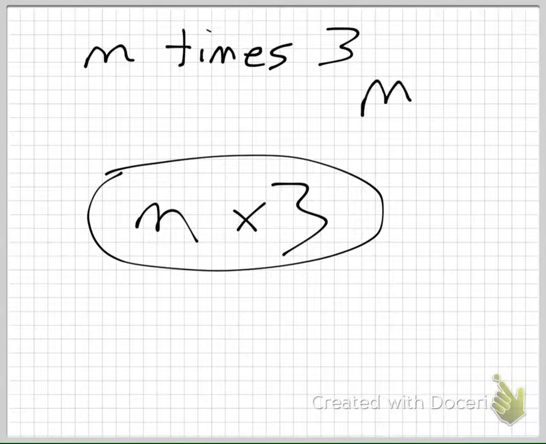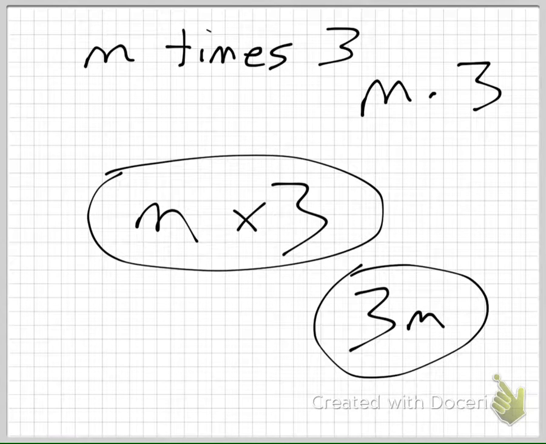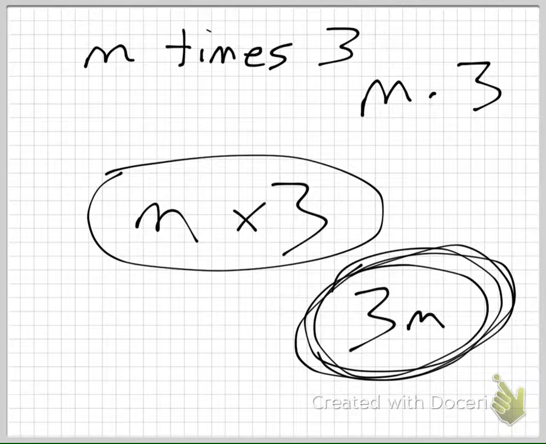What could you have done? You could go m dot 3. Nothing wrong with that. But I'll tell you right now, in algebra, that's not how you do it. When you have a variable and a number and they're multiplying each other, what is the standard way of writing a variable times a number? Right, it's the number then the variable, 3m. That is the correct way of writing this. When you are writing your answers, or doing your work, this is the way you're going to write it, 3m.